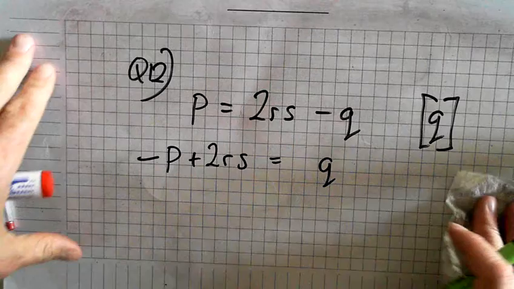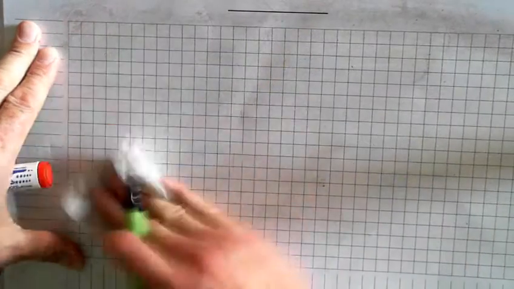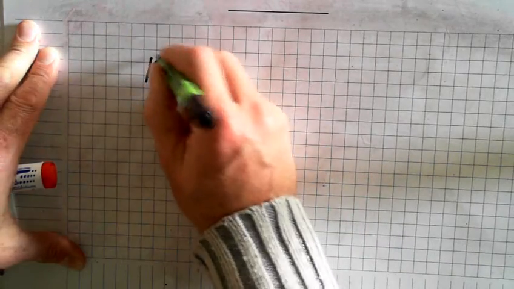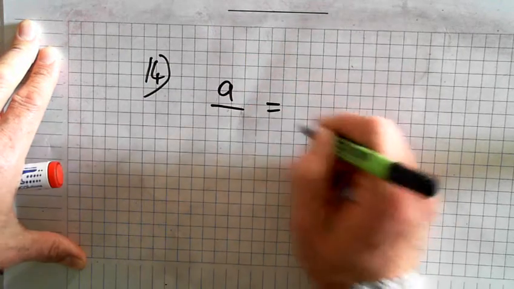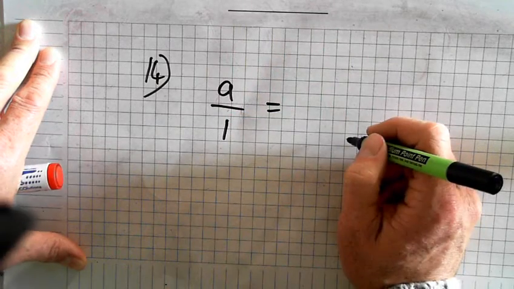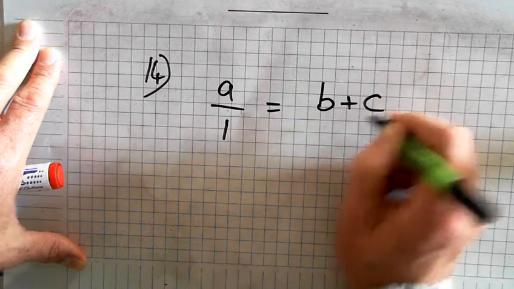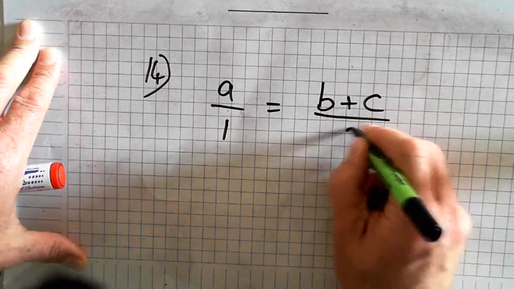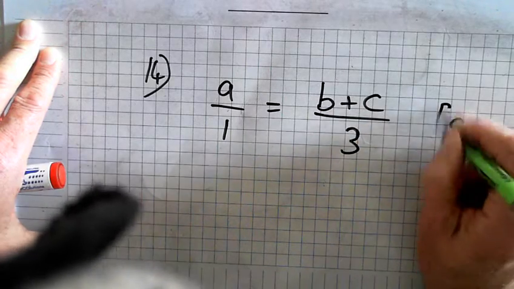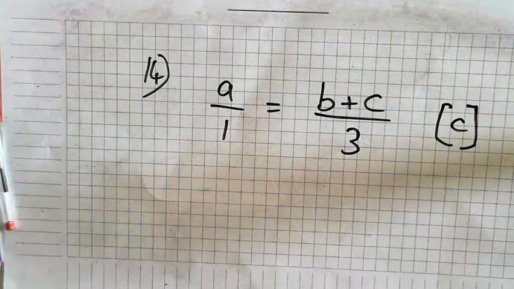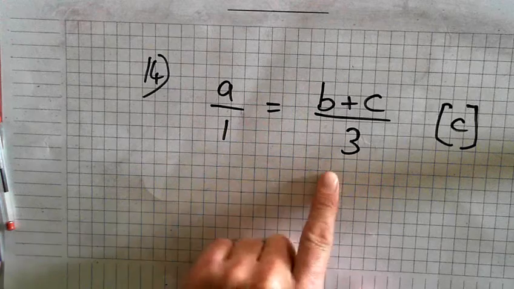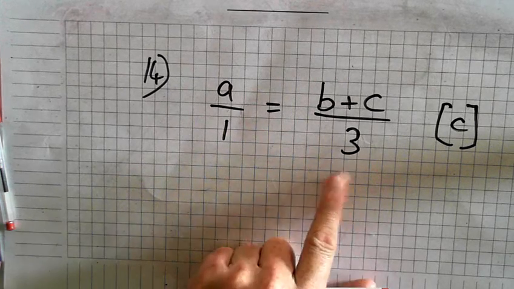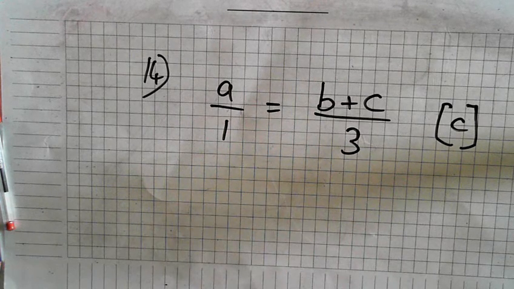Pick another one. 14. A can be written as a over 1. And trying to make C the subject. How many fractions have I got there? 2. That's 1 fraction, and believe it or not, that's 1 fraction. So I can cross multiply, can't I?